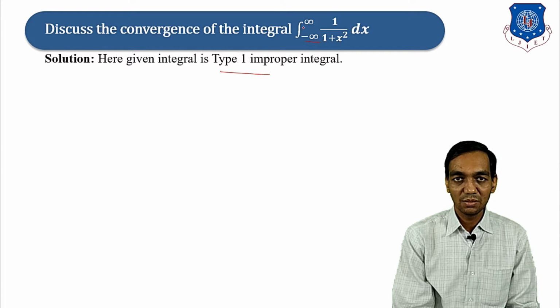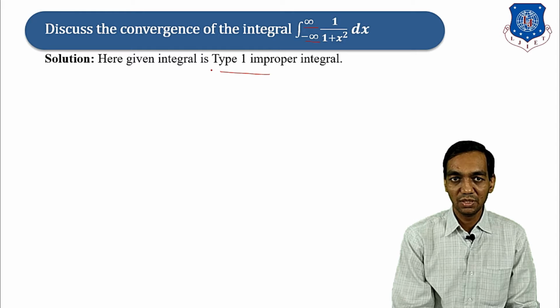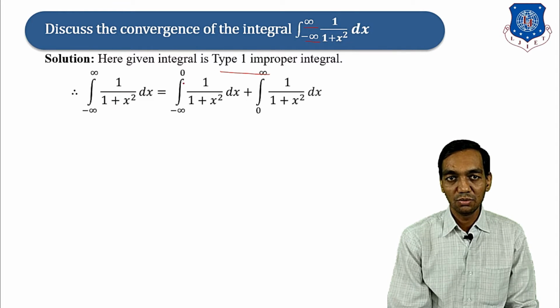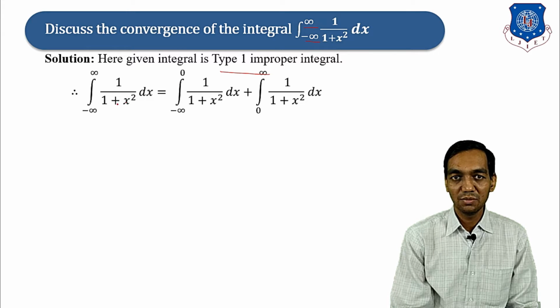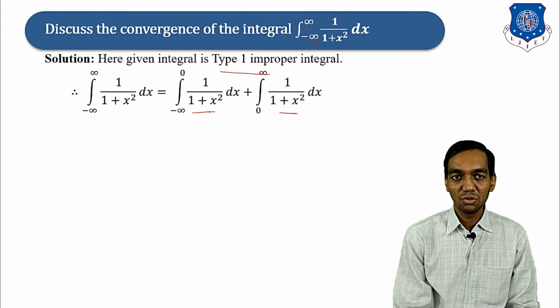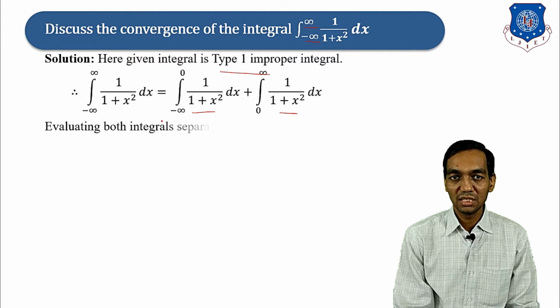So lower limit is minus infinity, upper limit is plus infinity. So we are going to break this integration at point 0. So we are writing this in the form of integral from minus infinity to 0 of 1 upon 1 plus x square dx, plus integration from 0 to infinity of 1 upon 1 plus x square dx. So you have to find out these two integrals separately. Okay, so we are going to evaluate both integrations separately.